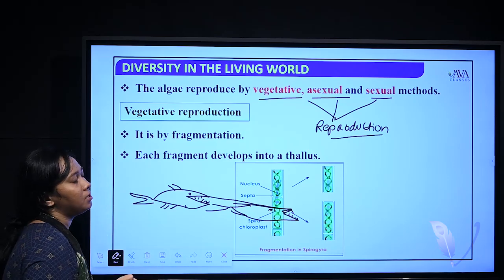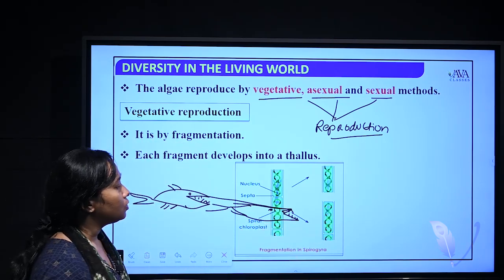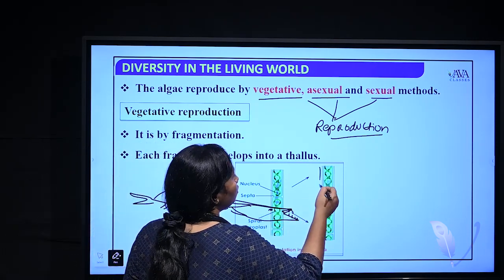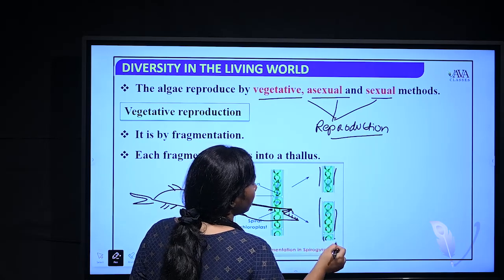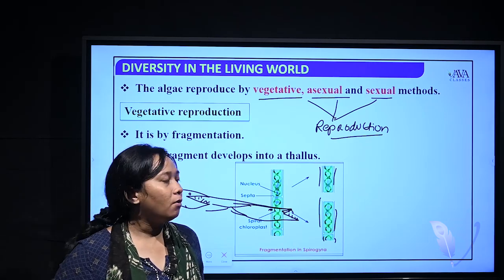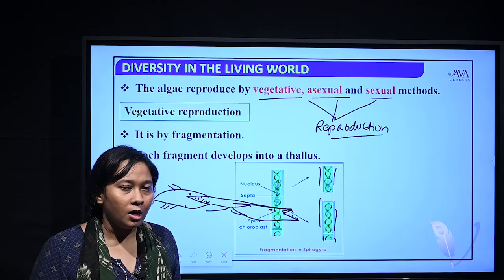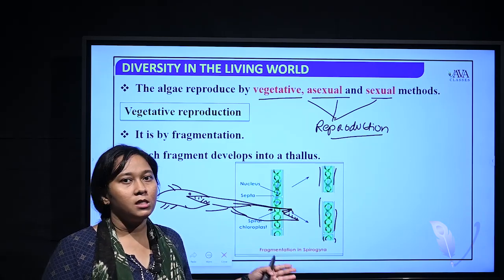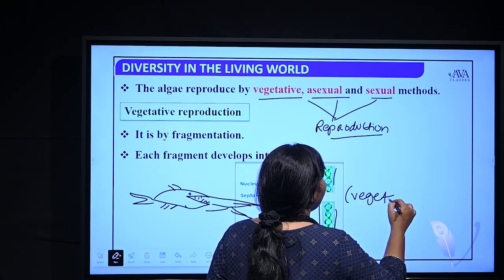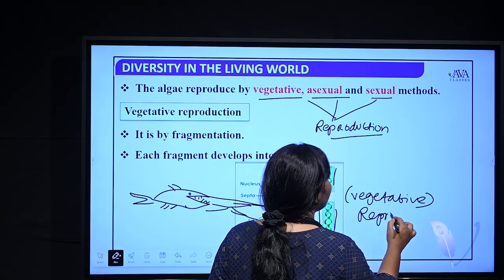If a predator arrives here and passes through the Spirogyra or the red algae, for some reason it breaks. When it breaks into two filaments, each filament has the potential to form another complete parent structure, or Spirogyra structure. So this type of process is called the vegetative reproduction process.